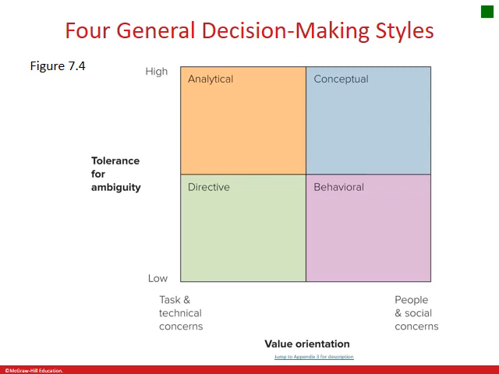The conceptual and behavioral decision-making styles are more towards the people and social concerns value orientation. And if you are conceptual, you have a high tolerance for ambiguity. And if you are behavioral decision-making style dominant, you tend to have a low tolerance for ambiguity.